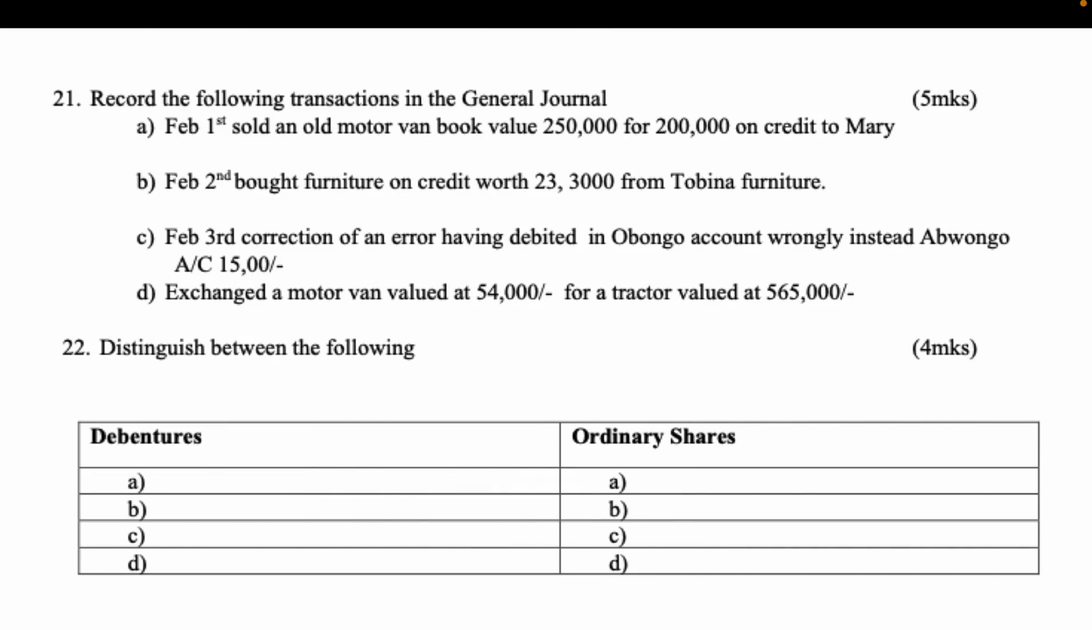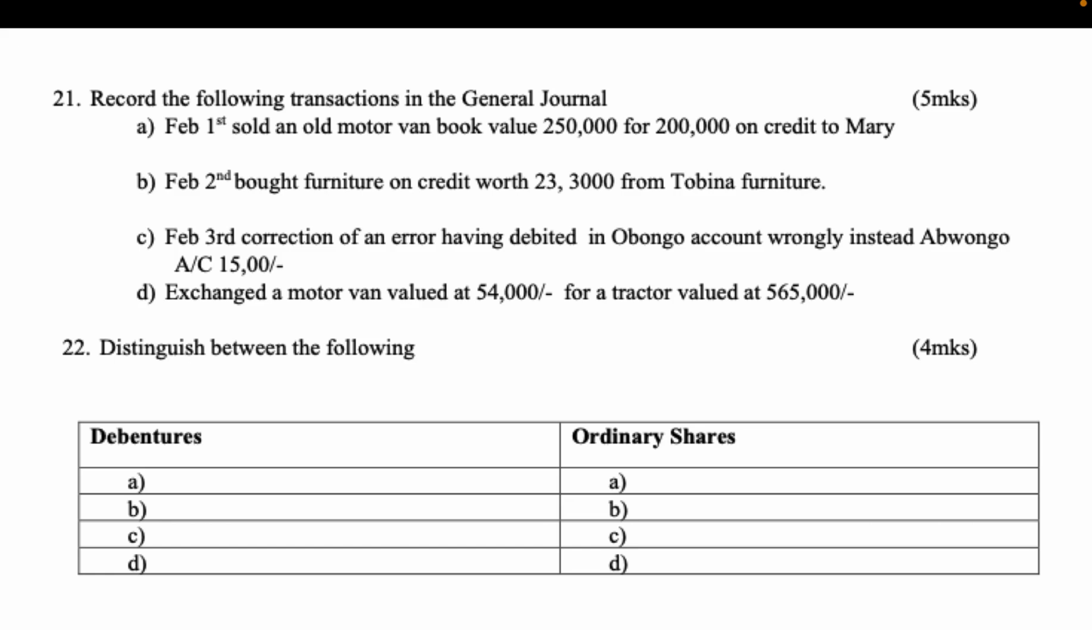Record the following transactions in the General Journal, 5 marks. February 1st, sold an old motor van, book value $250,000, for $200,000 on credit to Mary. February 2nd, bought furniture on credit worth $23,000 from Tobina Furniture. February 3rd, correction of an error having debited Obongo account wrongly instead of Abwongo account, 1,500. Exchanged a motor van valued at $54,000 for a tractor valued at $565,000.